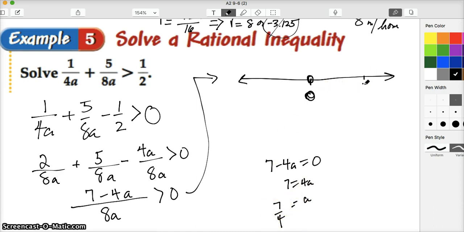So here's 2 out here. 1 3/4 is another place that we're interested in. Remember, we want it to be greater than 0, not equal to 0. So at 1 3/4, we know that that is not a possible answer.